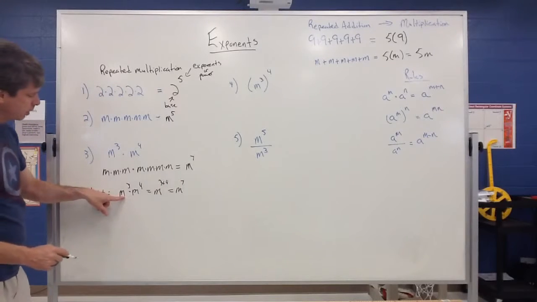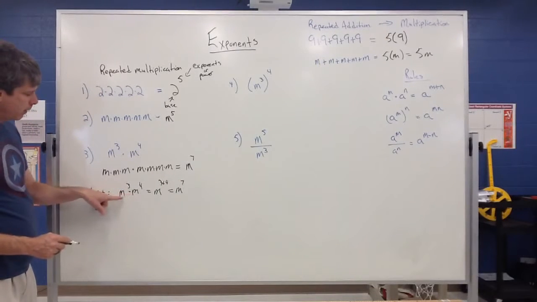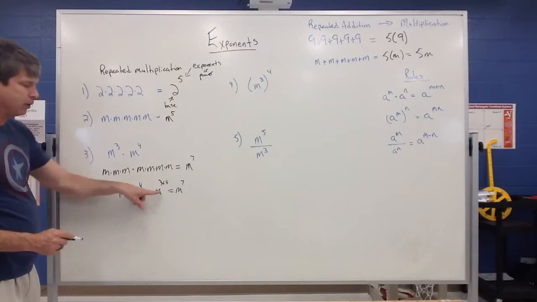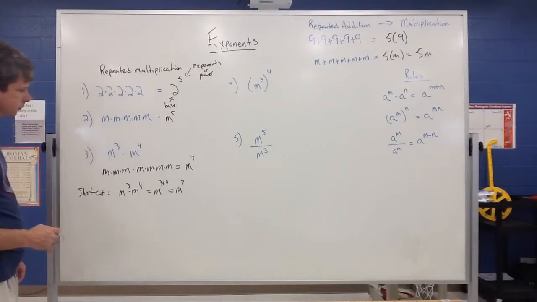So if we have something raised to a power and the bases are the same, what we're allowed to do to simplify that is add those exponents together. That's what we're looking for.